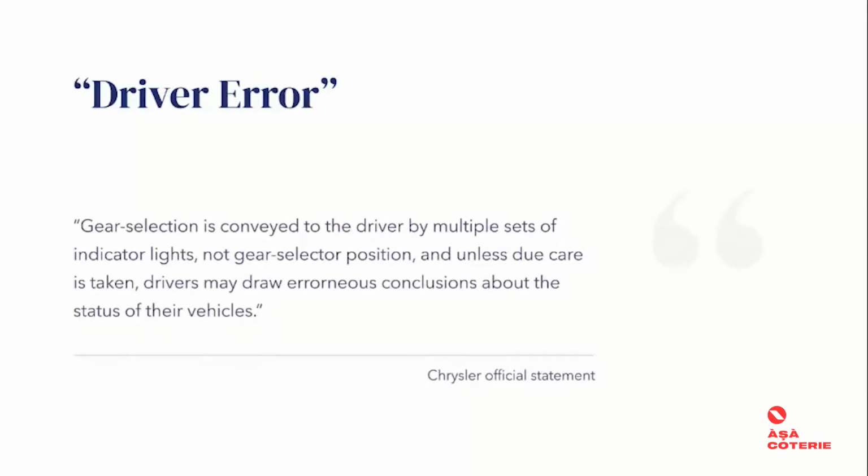They said gear selection is conveyed to the driver by multiple sets of indicator lights, not gear selector position. And unless due care is taken, drivers may draw erroneous conclusions about the state of their vehicles. All this does translate to the company blaming the user, saying this is driver error. They're saying that they owe no responsibility for this and it is your mistake.